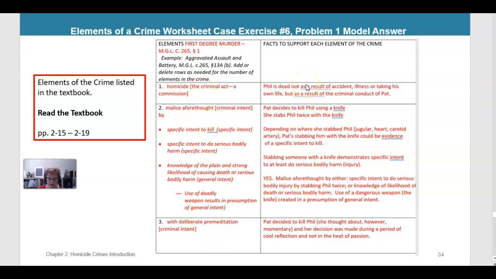These are the facts from the case, and the benefit of the inference of the use of a dangerous weapon, and that's what we have. We got her. We got her. Okay, the end of the case exercise worksheet.